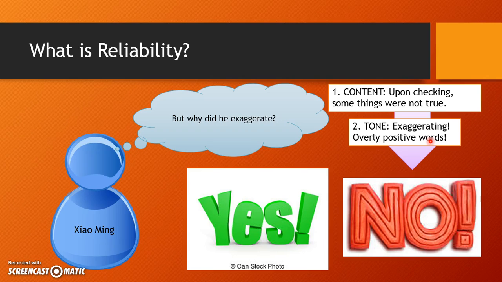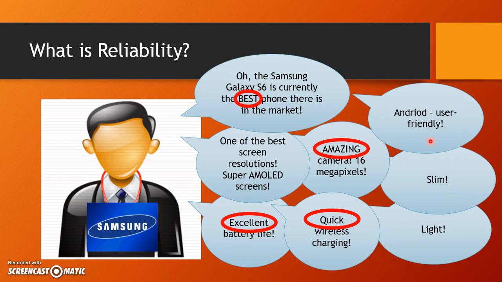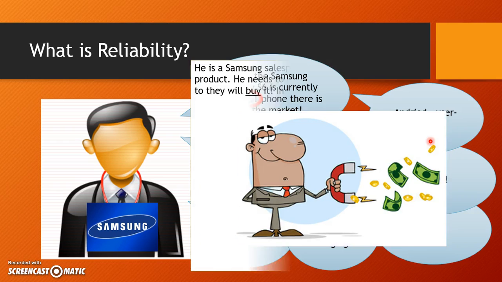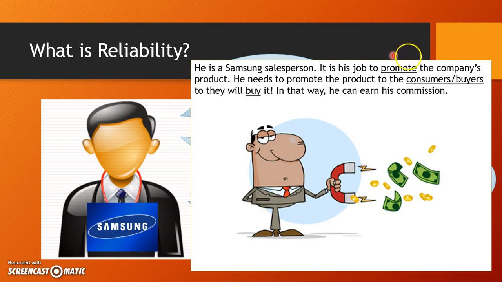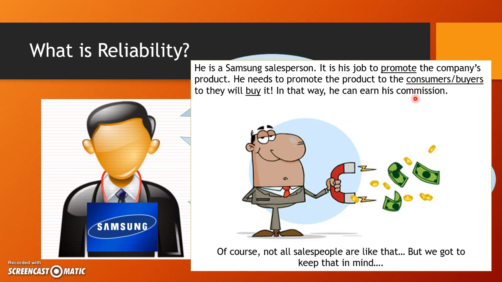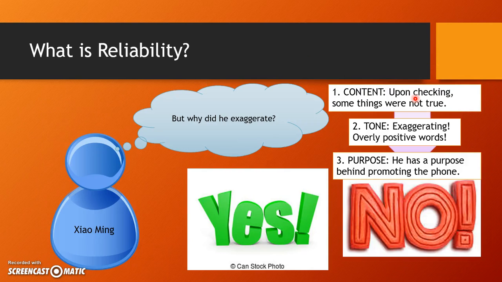But Xiaoming asks, how come he wants to exaggerate? Because let's look at what he is. He's a Samsung salesman. Obviously, his job is to promote the company's product. He needs to promote the product to the consumers or buyers so they will buy it. That's what he wants Xiaoming to do. In that way, he can earn his commission. Now, of course, I'm not saying that all salespeople are like that, but as a consumer, we got to keep that in mind whenever we go to a shop. It's our consumers' rights to find out what is true and what is not.